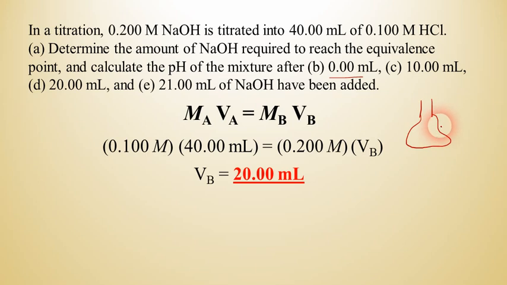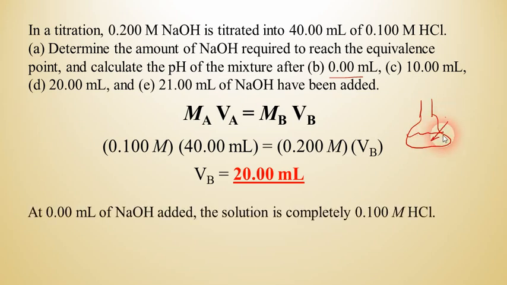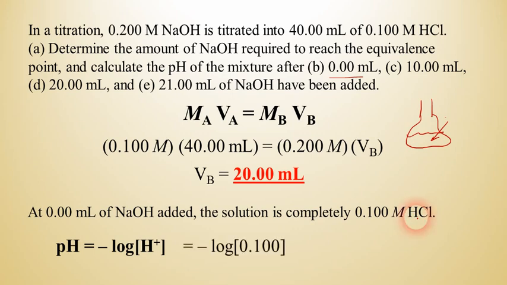Well, if that's the case, if you haven't added any of the base yet, that means all the solution down here in the Erlenmeyer flask is completely 0.1 molar hydrochloric acid. And that's a strong acid. So all you have to do to find the pH of that is to take the negative log of the H plus concentration, which is just 0.1. So that's going to be 1.00. So once again, we're just doing a very simple pH problem here.